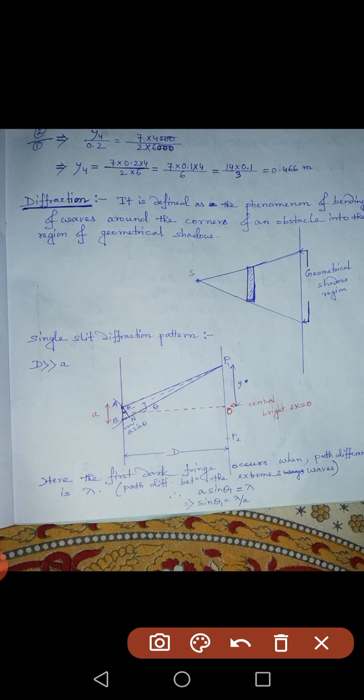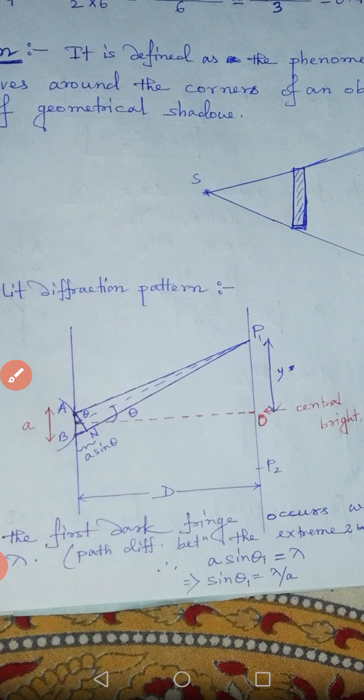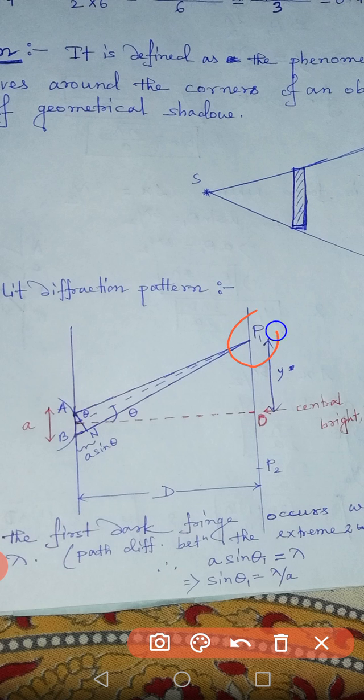Alright, now see here in the figure, AP is less than BP. BP is travelling more distance. How much less? If you drop a perpendicular AN, then this much path BN is the extra one. So this is called the path difference. And I said that for the first dark, the path difference, that means BN, is lambda.